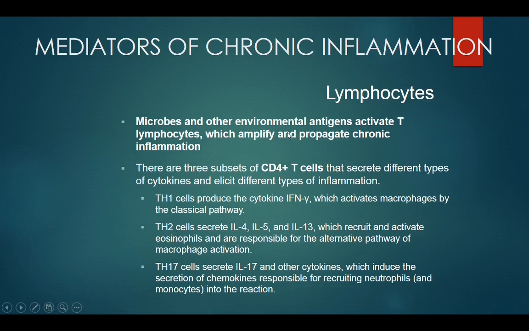Microbes and other environmental antigens activate T lymphocytes, which amplify and propagate chronic inflammation. There are two types of lymphocytes, T lymphocytes and B lymphocytes. T lymphocytes are the ones which are responsible for immediate action on the bacteria and fungi, whatever the noxious stimuli is there. And the B lymphocytes are the ones which actually produce the antibodies.